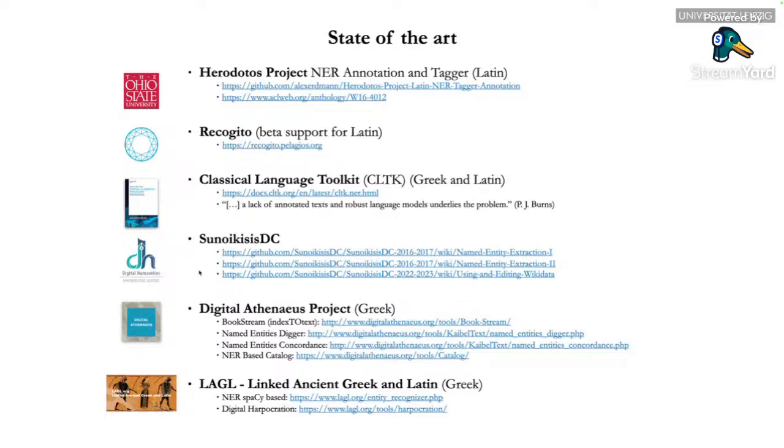In this slide, you also have the links to two specific Sunoikisis Digital Classics sessions on named entity extraction. They were held in 2016-17, and then last year we had a session on Wikidata, and we also mentioned named entity recognition and extraction. And then you have also other links, in this case to specific projects that I'm working on for named entity recognition. Today the goal is not to talk about these projects. I'm mentioning them in this slide, and of course you have the links and you can check them.